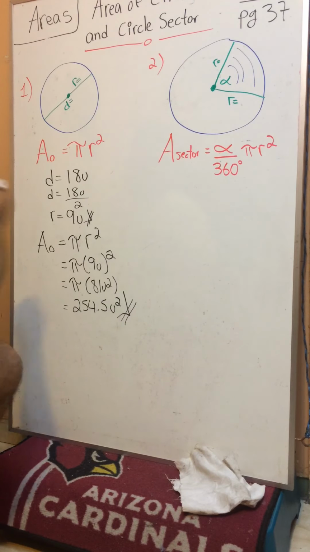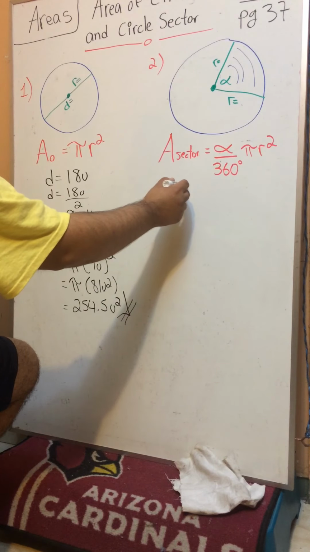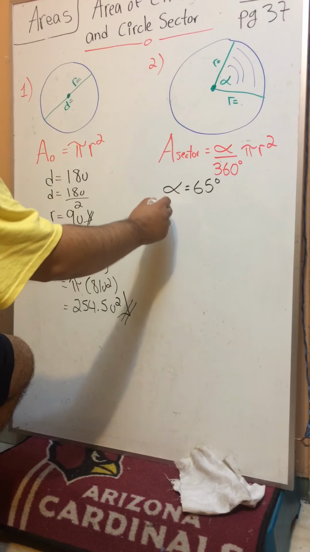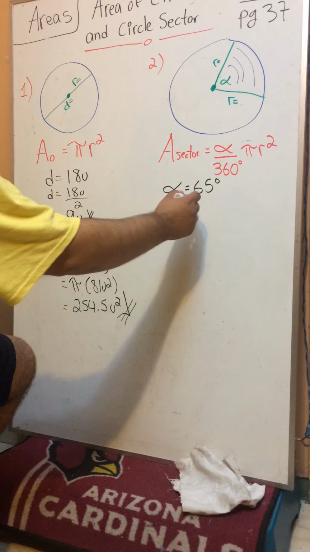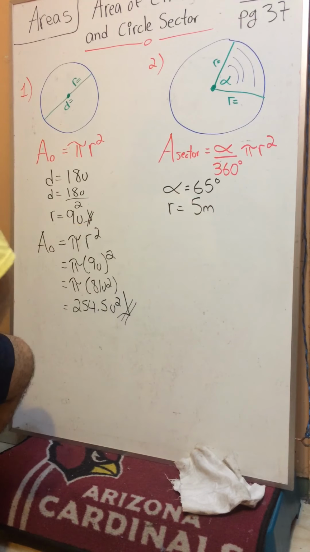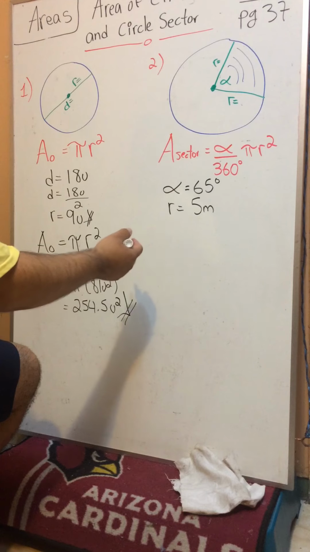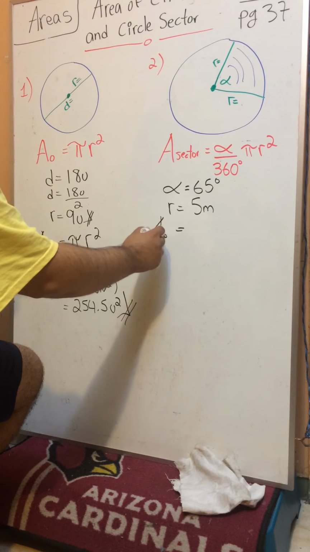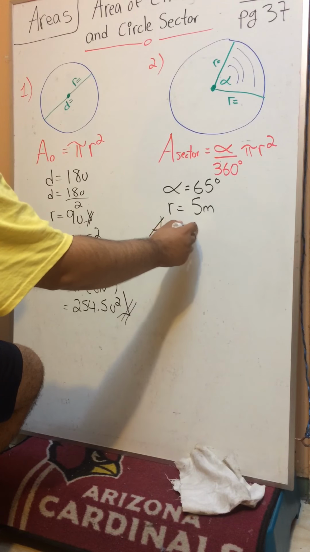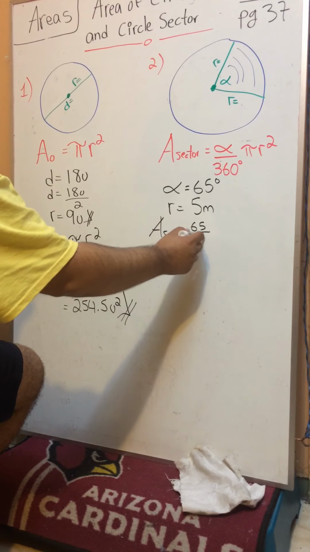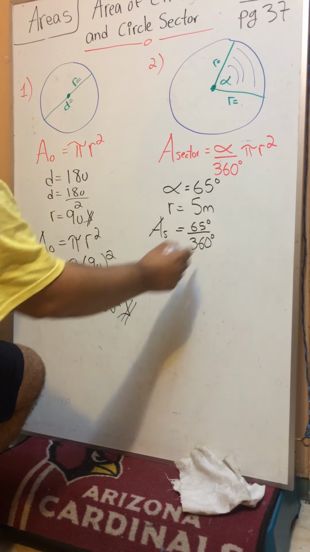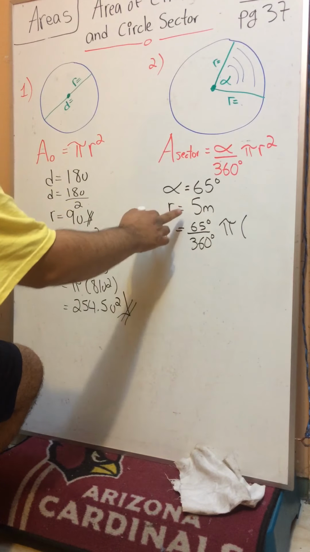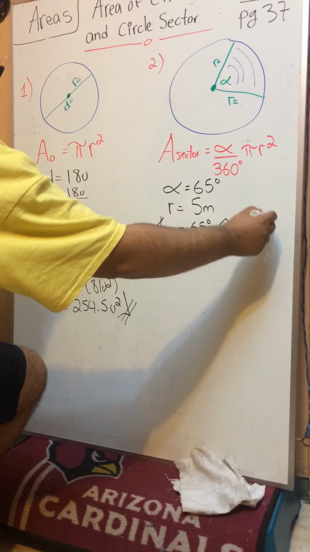So let's do this exercise assuming that the angle that we're looking for is 65 degrees, and let's use a 5-meter radius. So we just apply the formula with these values. If we want the area of the sector, we're going to have 65 divided by 360. This is where we lose the degrees because angles are in degrees. Then we have pi, and then we have the radius squared, which is 5 meters. So we'll have it squared.